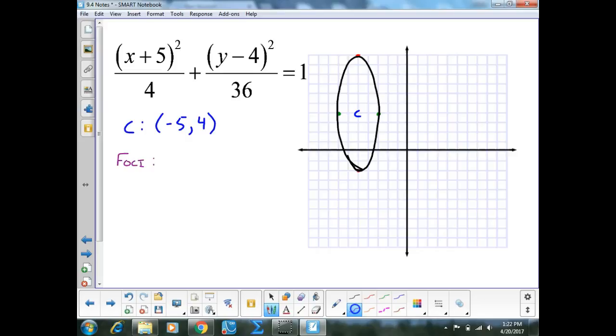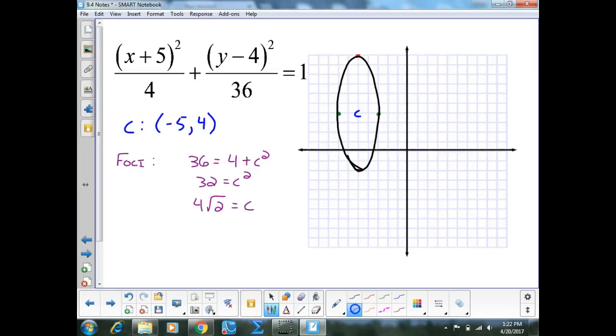What's A squared? 36. What's B squared? 4. So that's going to be 32 equals C squared. So that's going to be 4 square roots of 2 is C. Yes?